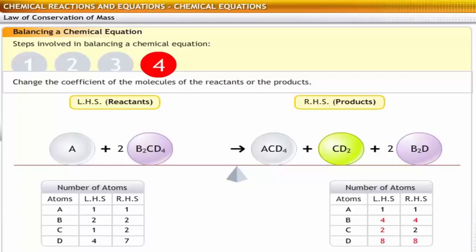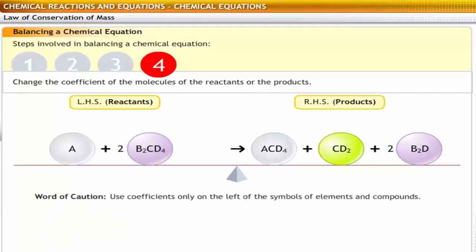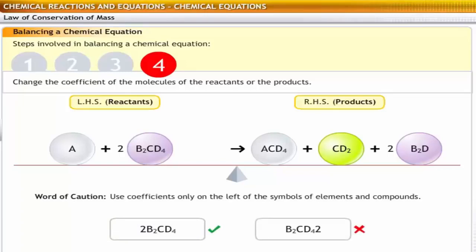Here is a word of caution. When you balance equations, use coefficients only on the left of the symbols of elements and compounds. Never change the formula of a compound or an element to balance an equation.